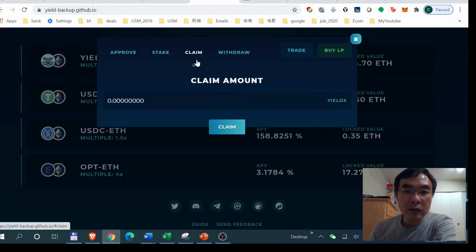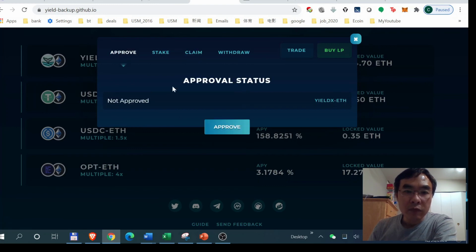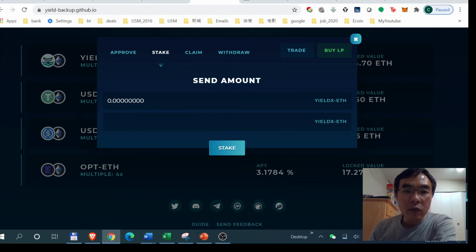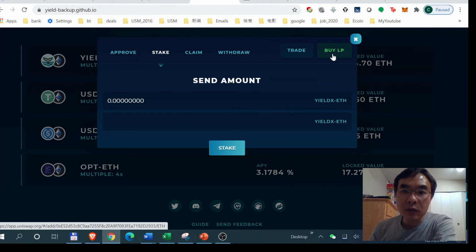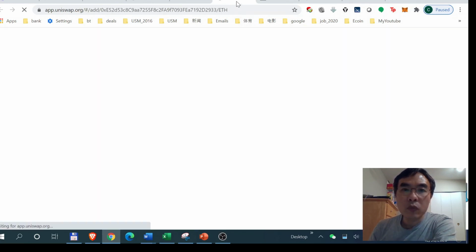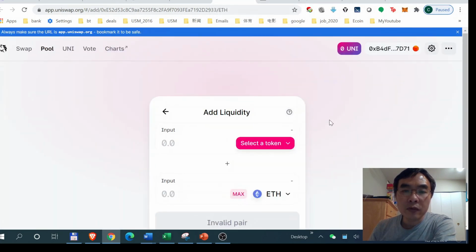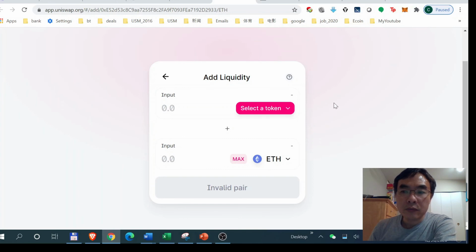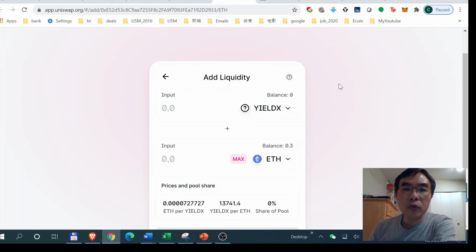And if you click on it, you have to approve it first. You have to do this approving, and then you can stake your LP token. And of course, if you don't have your LP token, you click here, buy LP, and then it will put you onto Uniswap. That is one of the features of a lot of DeFi projects. They all put their pools on Uniswap instead of their own liquidity pools. They put you onto Uniswap. This is why Uniswap is really important.